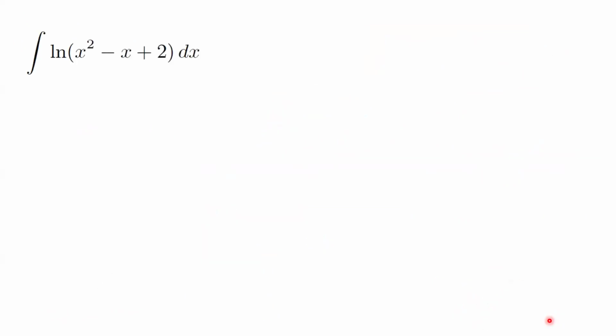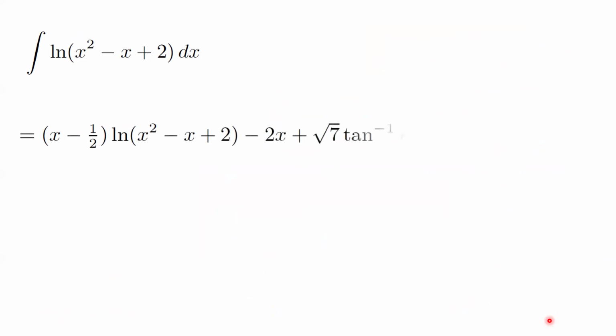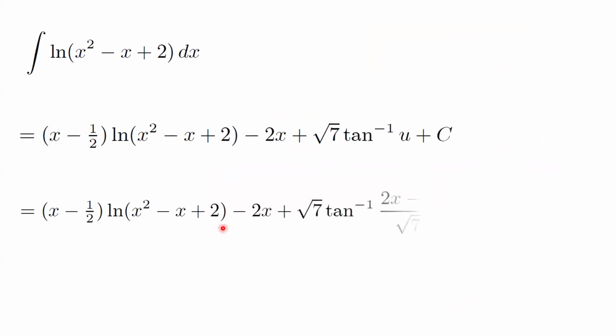Very good. So our integral is nothing but x minus a half ln of x squared minus x plus 2 minus 2x plus square root of 7 inverse tangent of u plus c. And if you substitute u back, you get x minus a half ln of x squared minus x plus 2 minus 2x plus square root of 7 inverse tangent of u, which is 2x minus 1, divided by square root of 7, plus constant of integration.